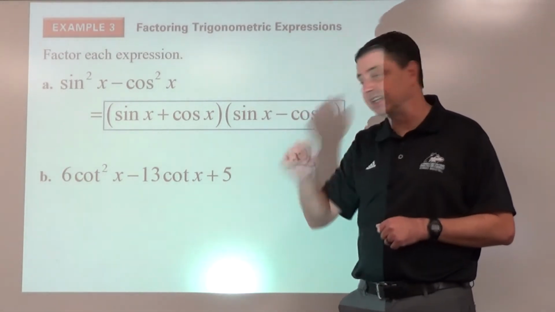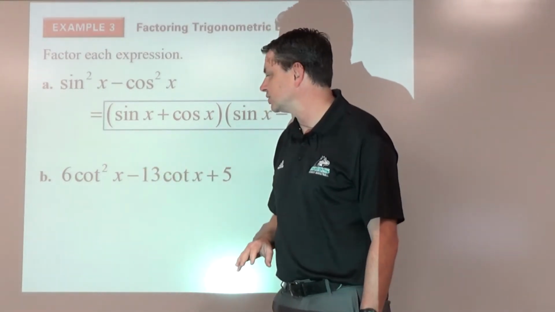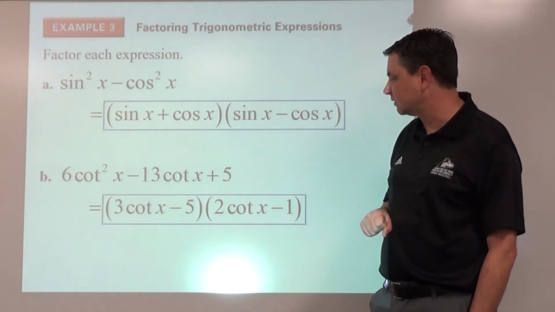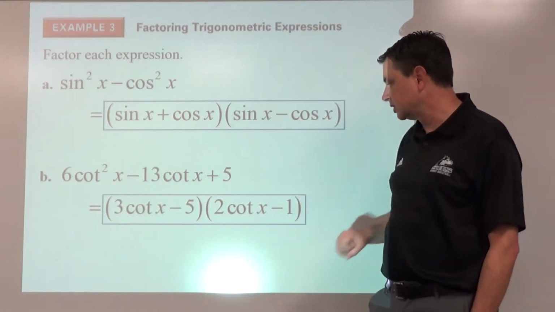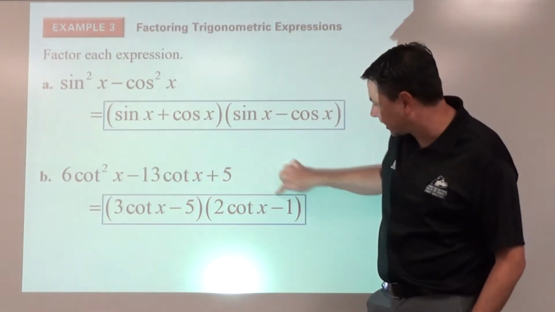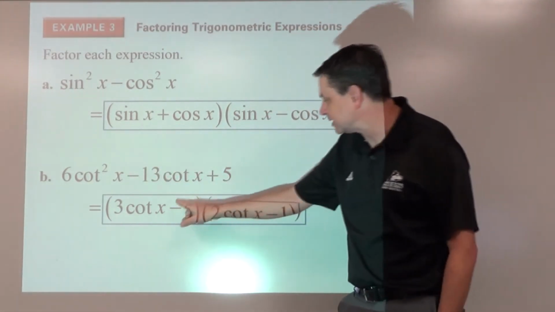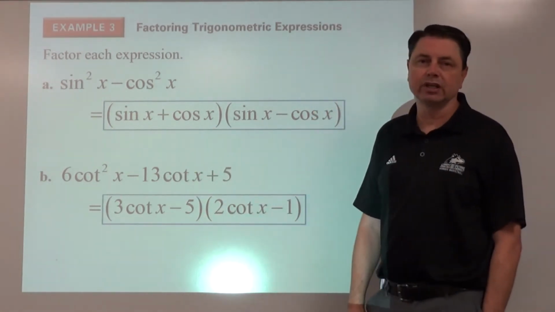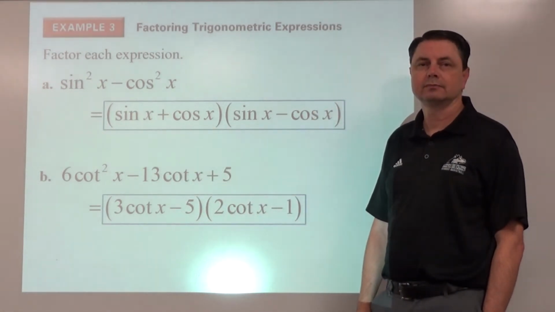But when we do outside inside, we're going to get negative 13 cotangent x. And I think what works is 3 cotangent x minus 5, 2 cotangent x minus 1. If we check, we're going to get negative 3 cotangent x and negative 10 cotangent x. Does make negative 13 cotangent x.